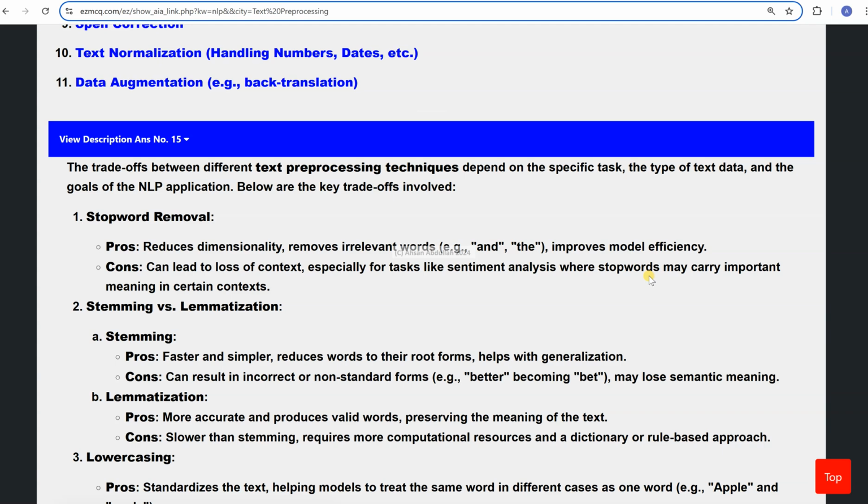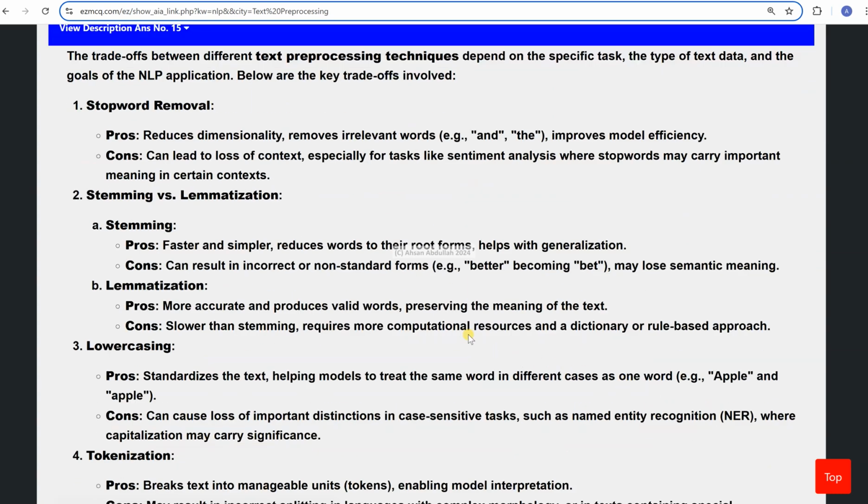Stemming versus lemmatization. Of course, stemming reduces the words to their root, and that results in generalization. But doing it extensively, 'better' becomes 'bet'. Well, 'bet' is a dictionary word, but it may not be relevant in the sentence where 'better' was used. So this may result in loss of semantics or meaning. Then there is lemmatization. It results in more accurate and valid words, but it requires a lot of computational resources. And if it's a dictionary-based or rule-based approach, it has its own issues.